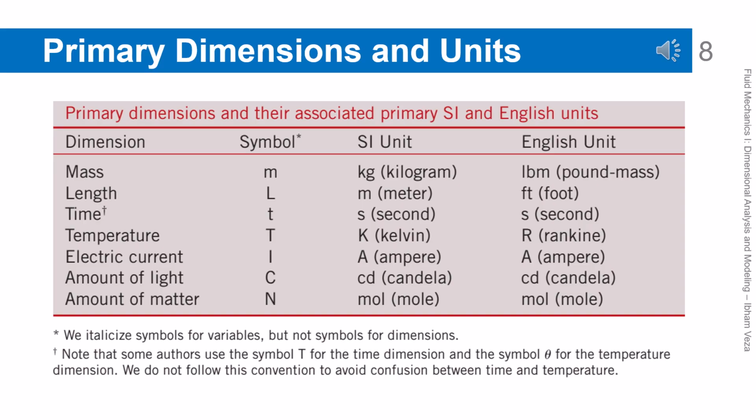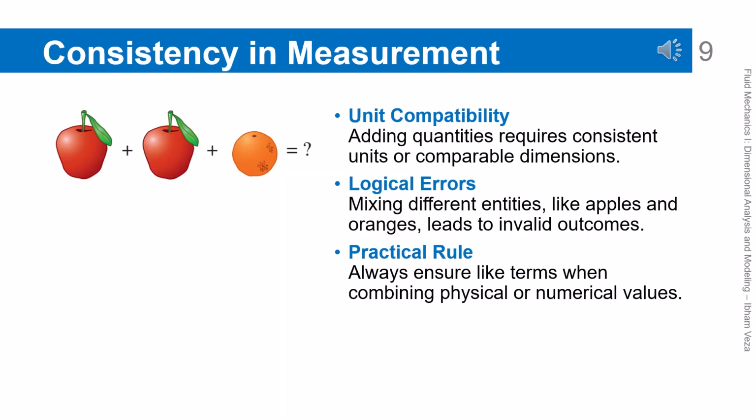Primary dimensions and units. This explanation reiterates the relationship between each primary dimension and its units in two measurement systems. Consistent use of units helps avoid numerical errors in engineering calculations. Although unit notation may differ, the physical meaning remains the same. This reinforces the idea that dimensions are more fundamental than units. With this basis, dimensional analysis can be applied universally.